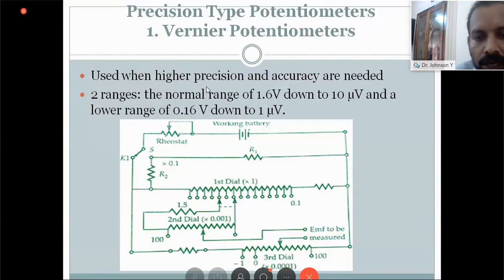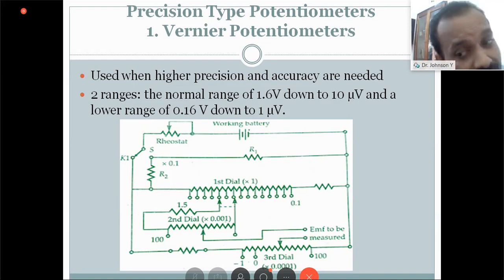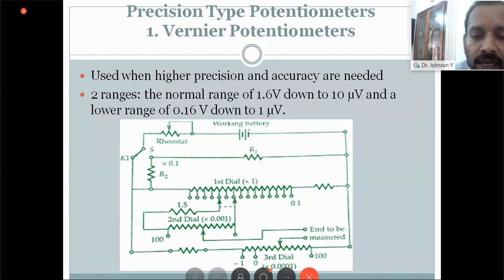Okay. Then we go to the Vernier type potentiometer. This is one of the major DC potentiometer types normally used in high precision and accuracy level measurements. It has two ranges. One is the normal range of 1.6 volt down to 10 microvolt, and a lower range of 0.16 volt down to 1 microvolt. So two ranges are available. The principle is the same as the earlier one, but the construction is somewhat different, so we get some confusions.